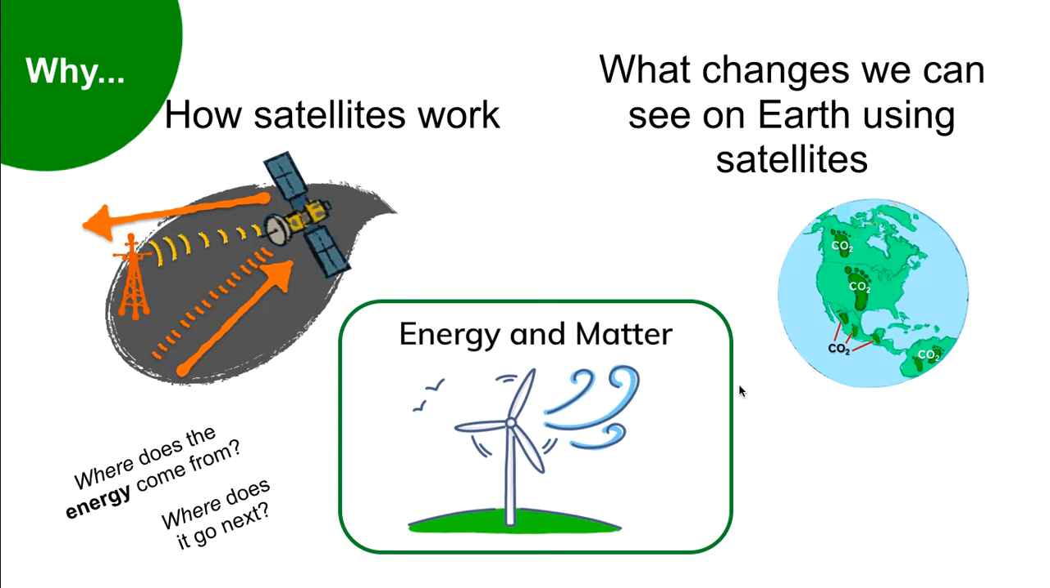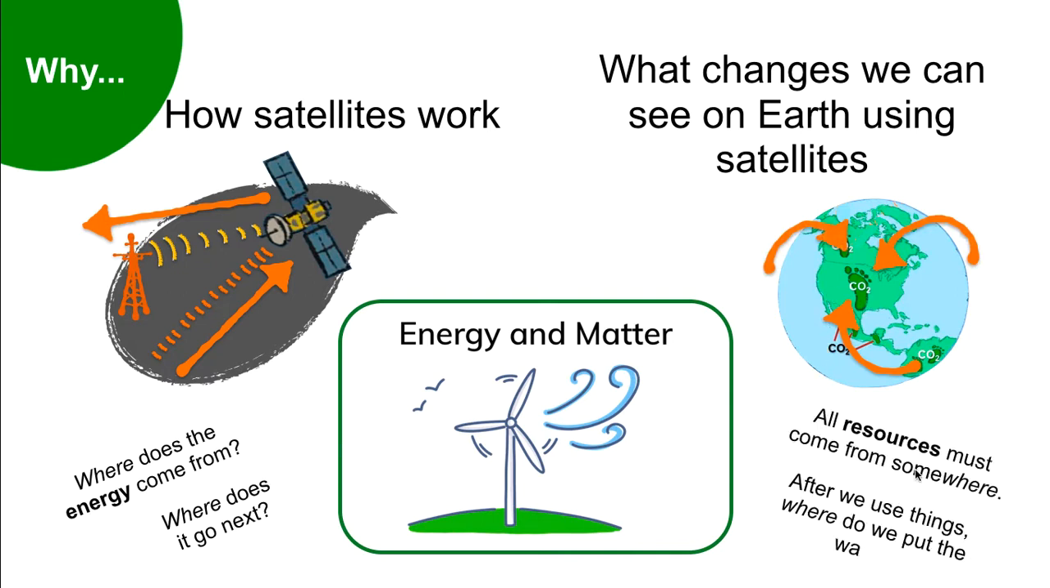The flip side of energy and matter comes in our section about how satellites record our hunger for resources that impacts the planet. Here, we can track the matter by noting that all the resources we consume must be coming from somewhere. And after we use these things, where do we put the waste? The more we use, the more impact we have.